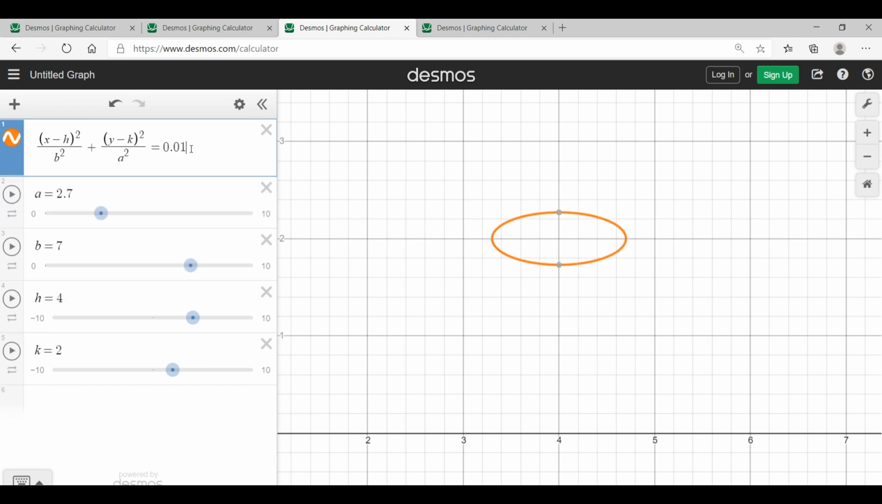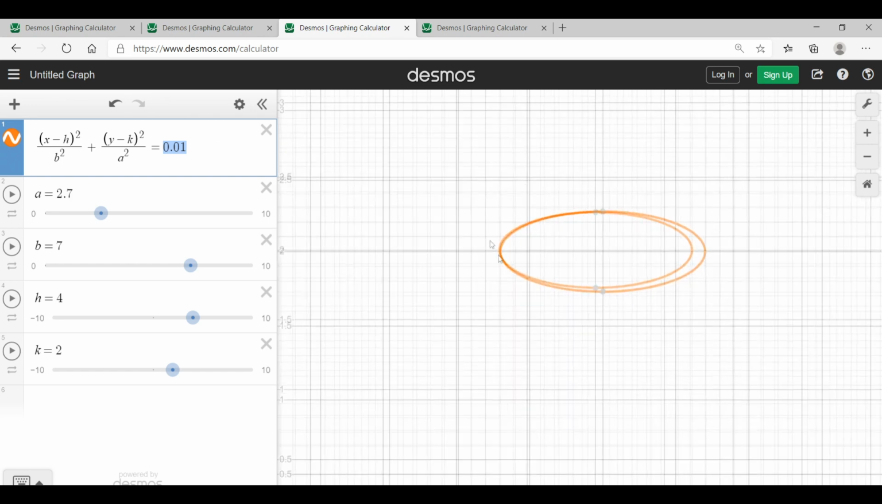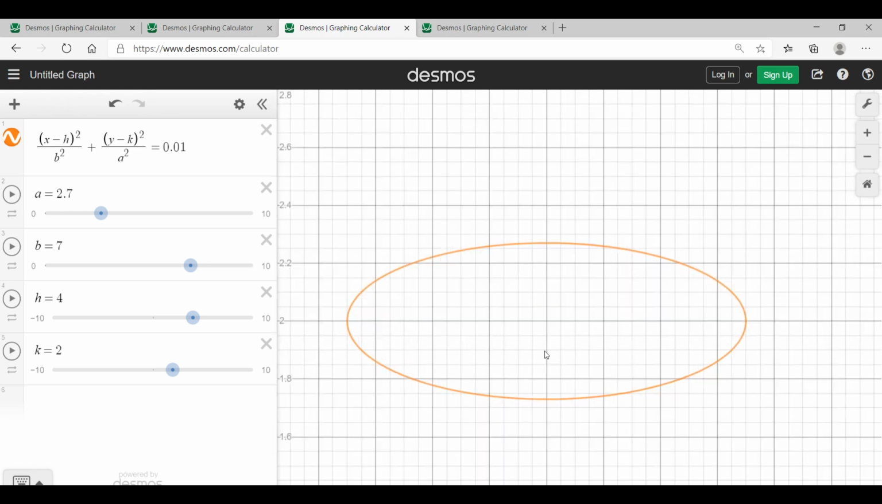So as long as there's a value here aside from 0, or there's a positive value here on the right side, then the ellipse will still exist. It will not exist, guys, if the value is equal to 0 or a negative number, just like the circle. So this will be the same situation as a circle.